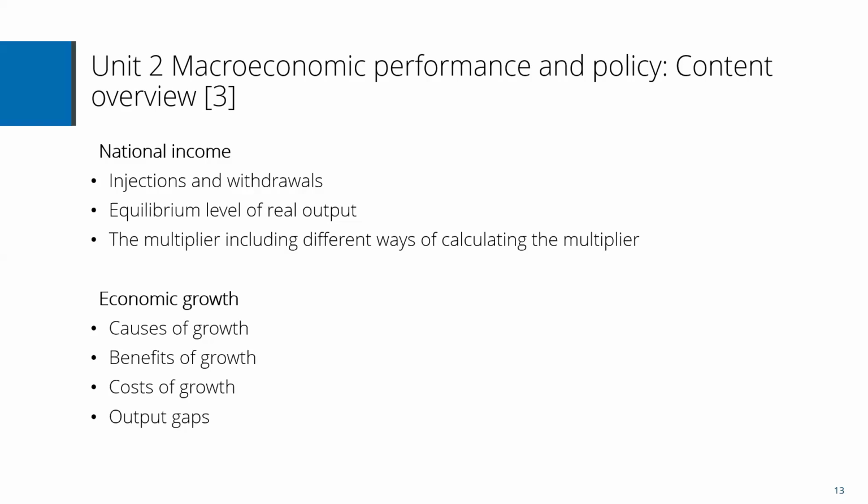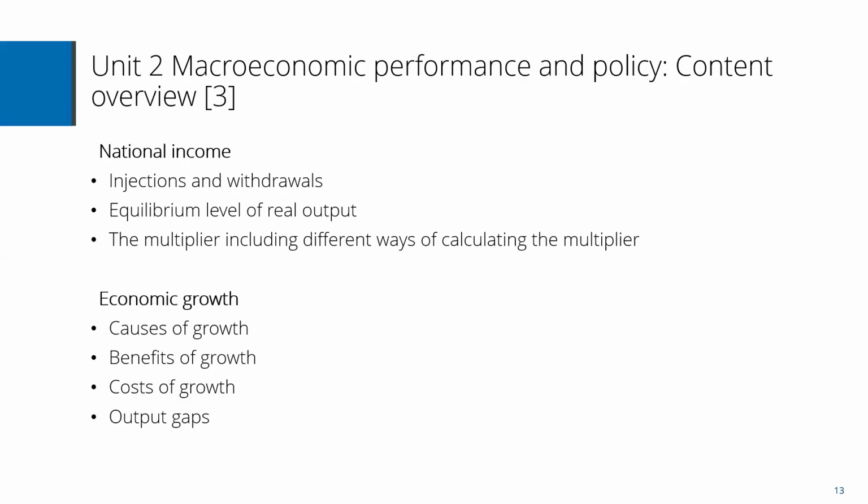The third part of Unit 2. Here we have the multiplier, including alternative methods of the calculation, so including different ways to calculate the multiplier. Now, there is reference to foreign direct investment, FDI, and productivity in the section on economic growth. So the second main subheading, economic growth, has reference to FDI and productivity as well.